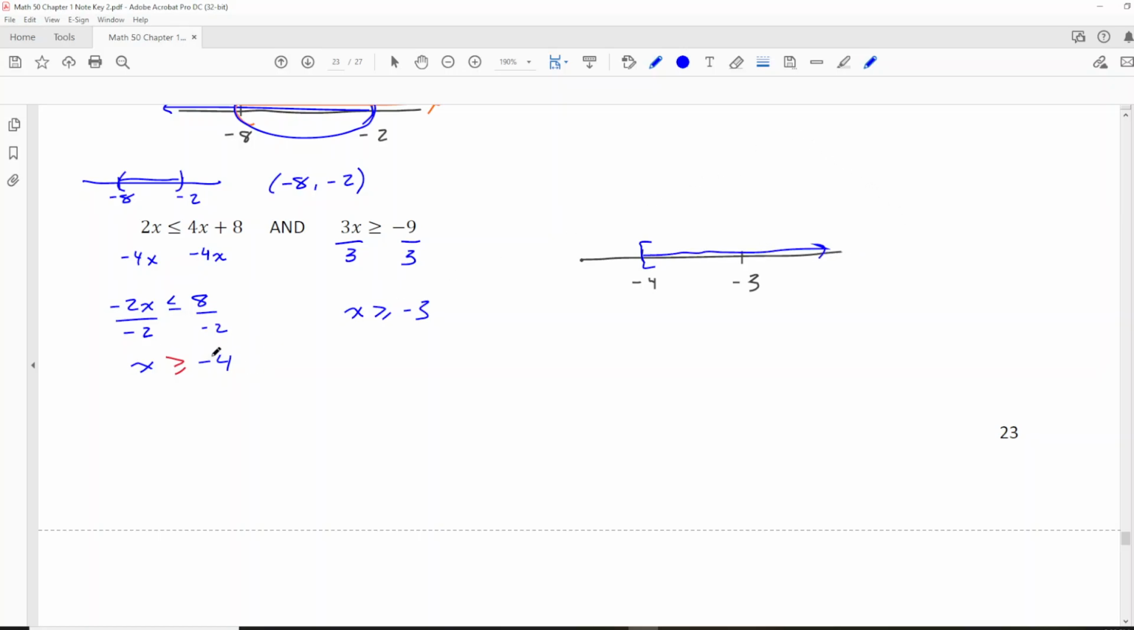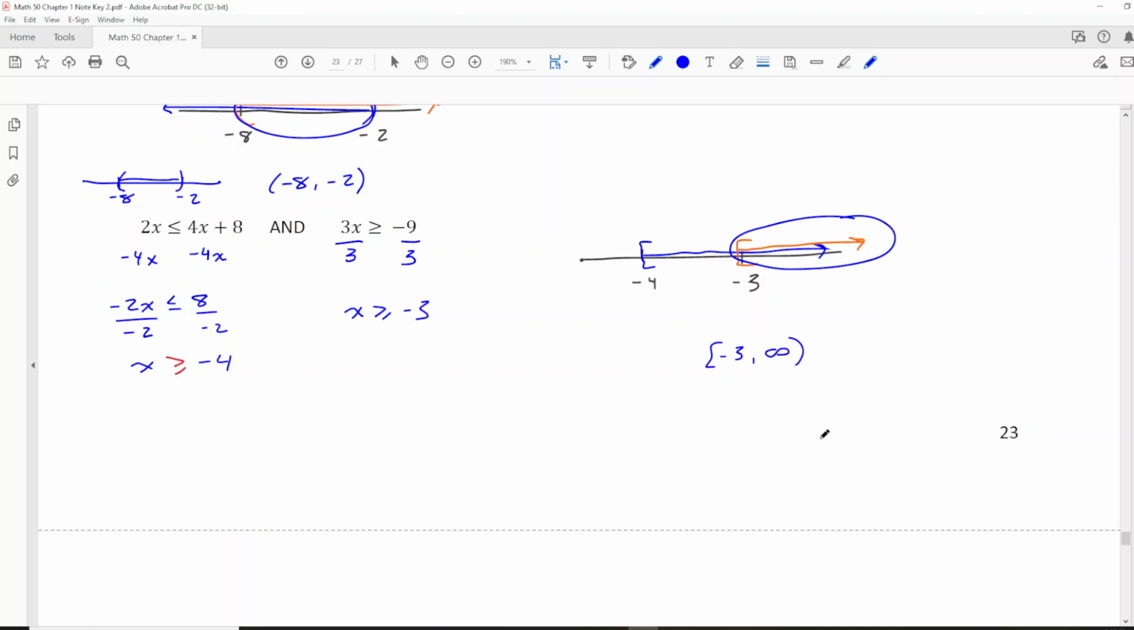If you're afraid you've messed this up, pick a number greater than -4 and plug it in to make sure it's true, like 0. Is 0 less than or equal to 8? Yeah, okay, I'm good, right? And then I'm going to check this one too. So x is greater than or equal to -3. So again, that's opening to the right with a bracket. So where's my solution? Well, anywhere that they overlap. So it's going to be from -3 with a square bracket up to infinity.